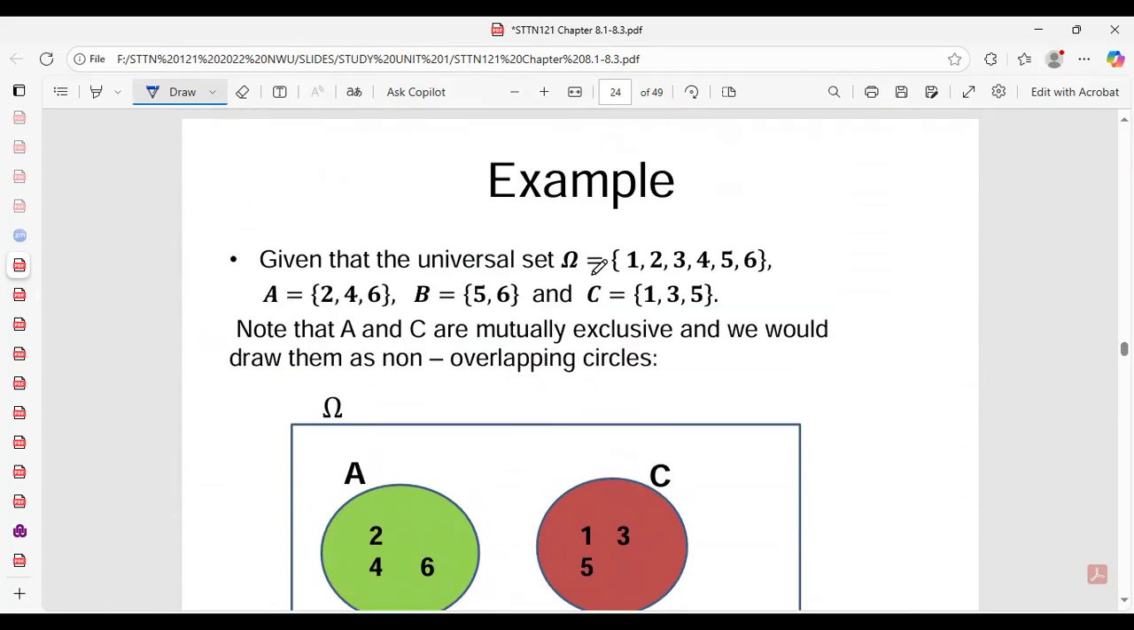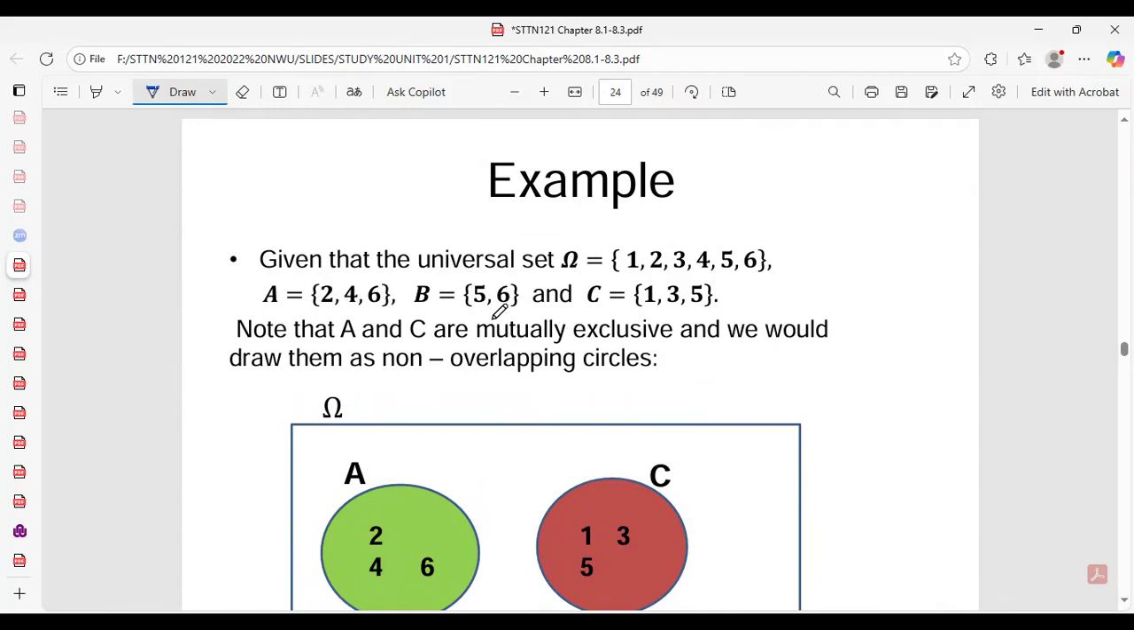We're given the universal set of elements 1 to 6. So we have A as 2, 4, 6, and then B is 5 and 6. The reason why we don't have the union between A and C is that we have 2, 4, 6, but here we don't have the values that are in A. You see, because 6 here and 6 here.